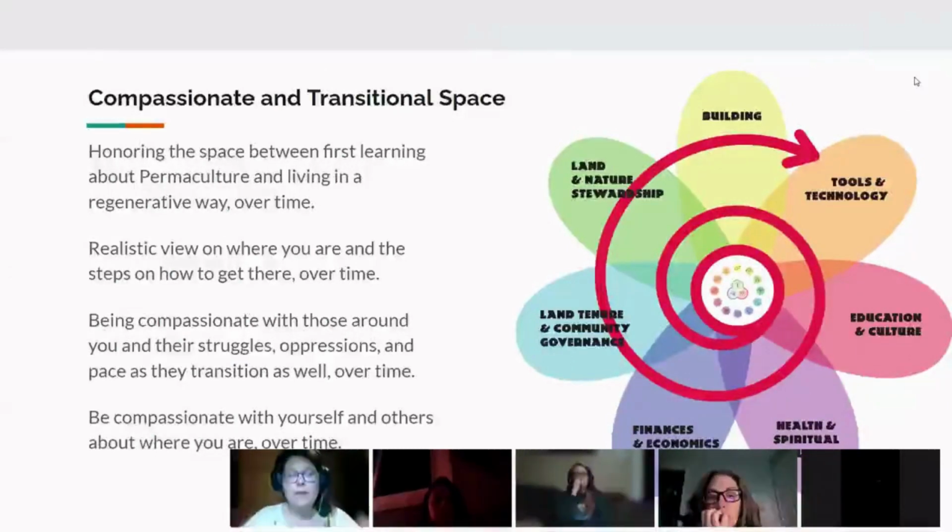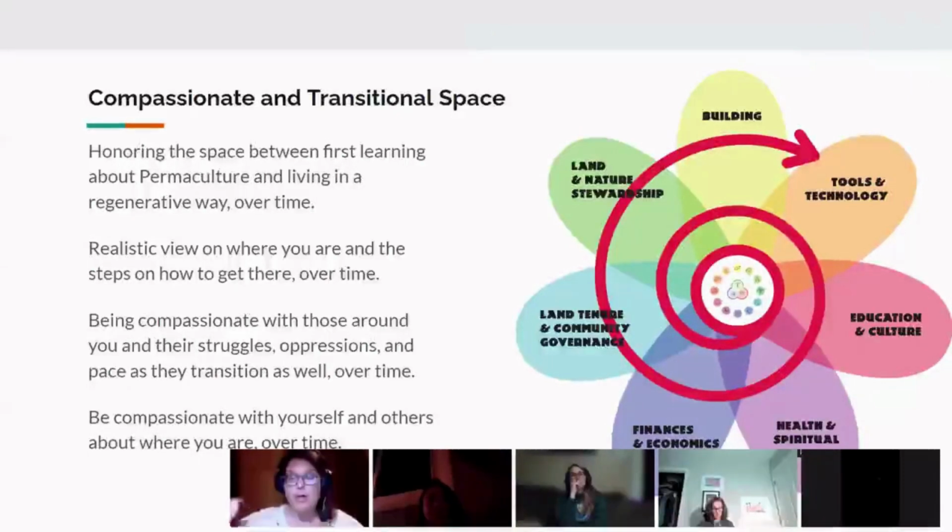Okay, so yes, we have these 12 principles. Yes, these are the action arms. I'm going to go make it happen. I'm going to take these ethics, make them into reality, and start creating these strategies. But the container in which I hold that is this compassionate and transitional space.